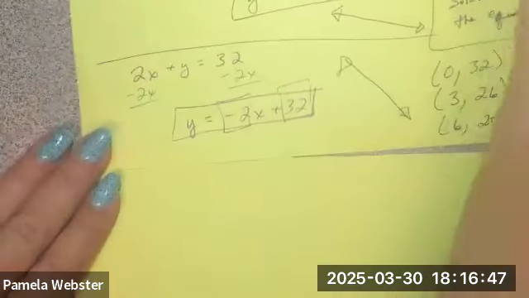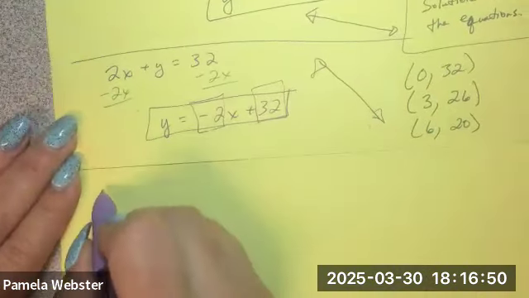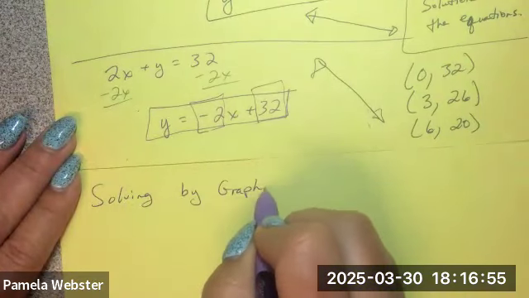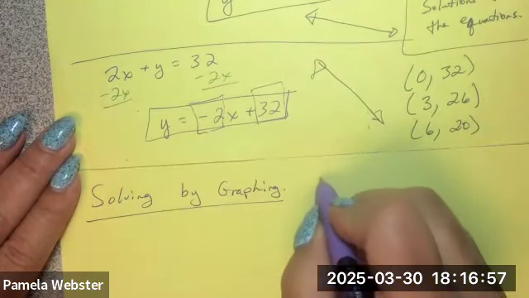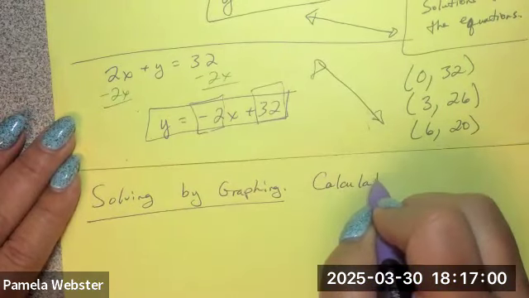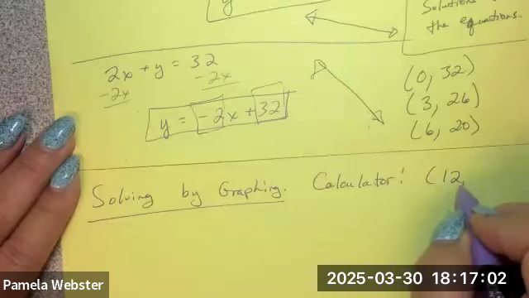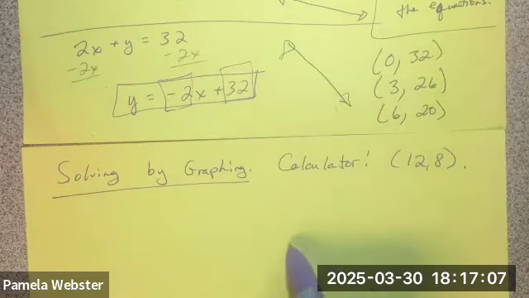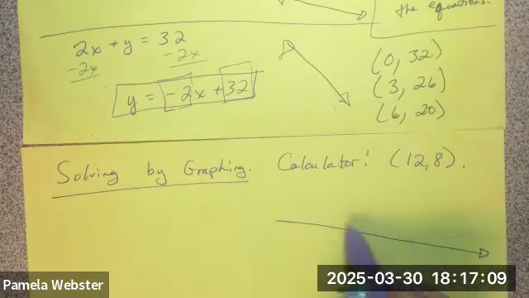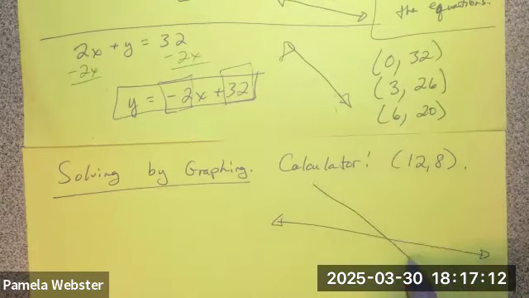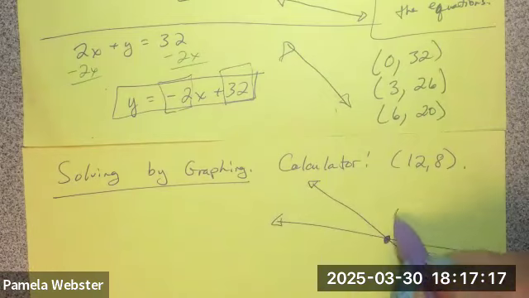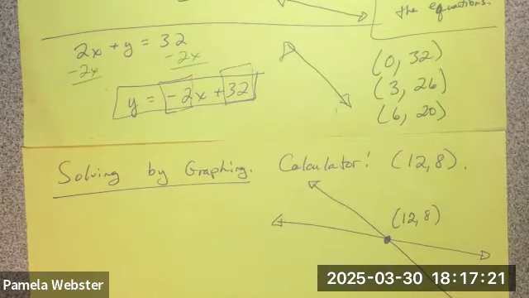On the graph, we see solving by graphing. My calculator says that they cross at the point 12, 8. All right. And again, these kind of look like this, right? One of them's going like this. One of them's going down a lot more steeply. And we're looking for this point right here. And the calculator is telling me it's 12, 8. We're going to check, but that's what the calculator is telling me.